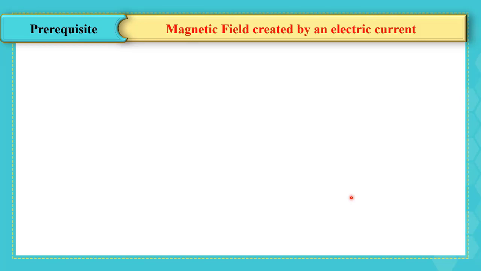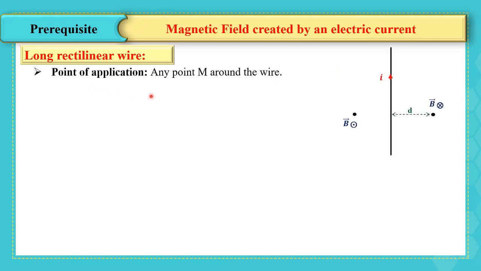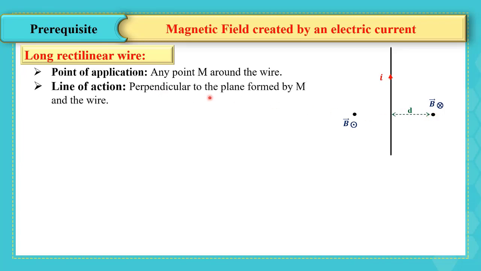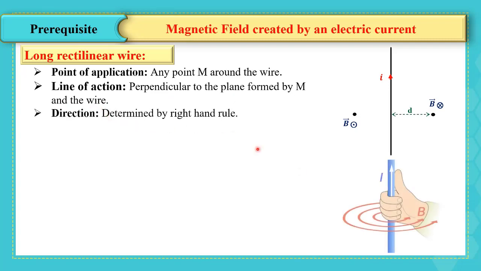Now let's remember how a magnetic field can be created by an electric current. In the case of a long rectilinear wire, the magnetic field created at a point M around this wire has a line of action perpendicular to the plane formed by point M and the wire, while its direction is determined by using the right-hand rule. In this figure, the thumb takes the direction of the current inside the wire, while the curved fingers take the direction of the magnetic field.